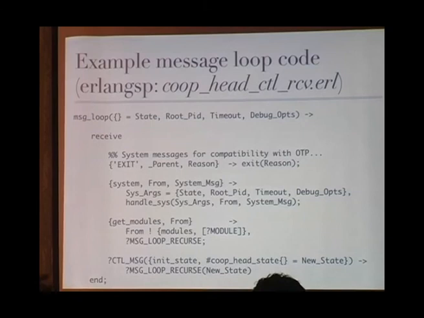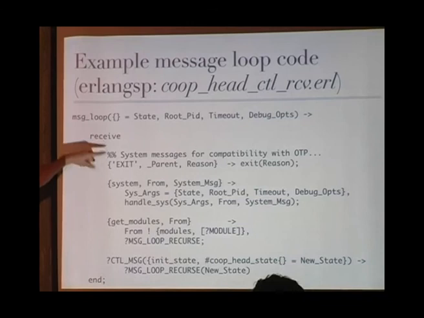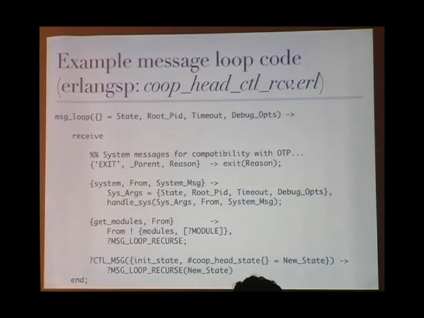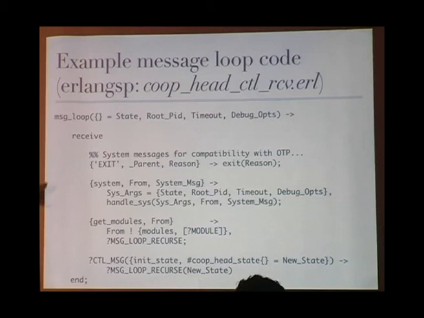It's easy to test. So here, I'm receiving in the message loop. I have no state. This is a case where I've created a co-op head, and I haven't initialized it with a state. It's not ready to do any work yet because it hasn't been started. So it's got no state. It's got its root PID, and it's got its debug options, which is the OTP feature for using debug and trace. If it gets an exit message, it exits with reason.